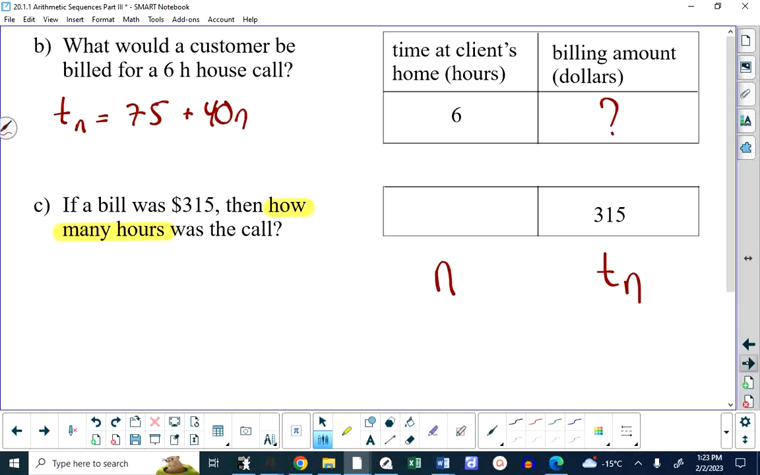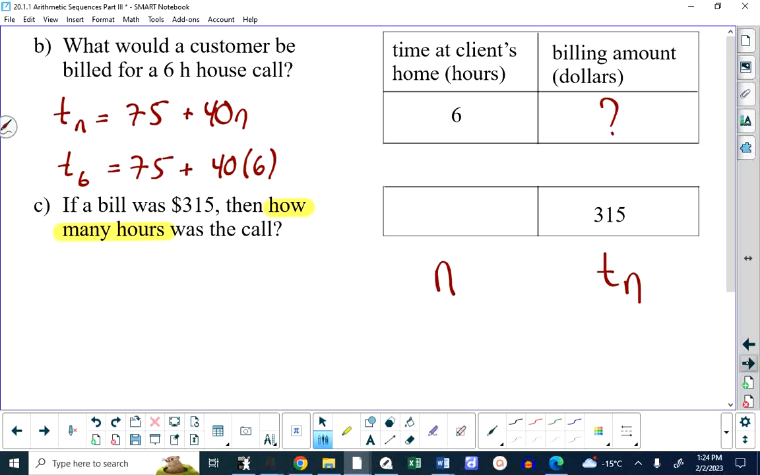That is really simple because we don't even need to rearrange anything. You just put n equals 6 in there and you do the calculation, right? It's just a calculation, that's all. It's going to be T6 is 75 plus 40 times 6. I think that's $315. Oh, wow. Well, that's going to make the next question pretty easy.